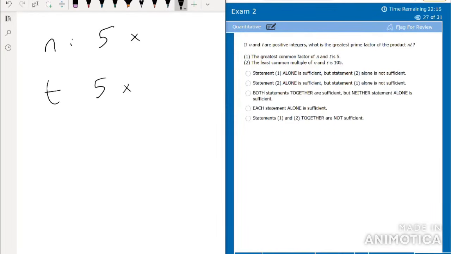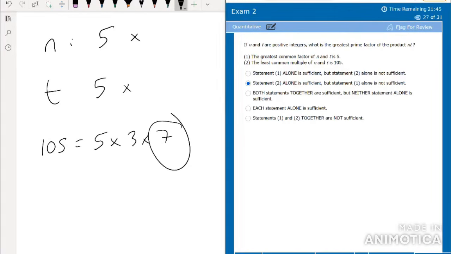So, well, let's see what 105 is. 105 is equal to 5 times 3 times 7. Okay, the least common multiple of those is 105. Well, that's basically saying that once you get rid of all the repeats, 7 is the biggest prime factor in either of the numbers, and so when you multiply them together, 7 is still the biggest prime factor. So statement 2 alone is sufficient.